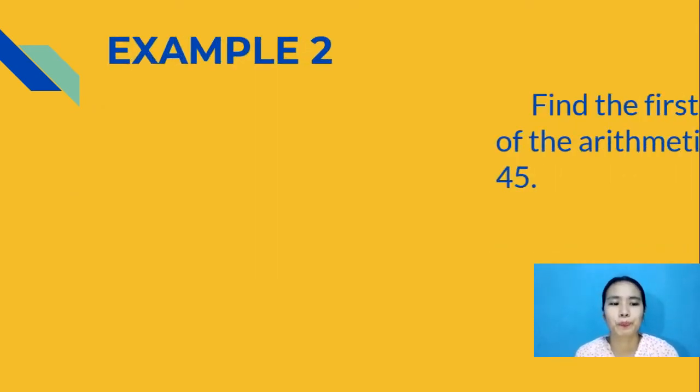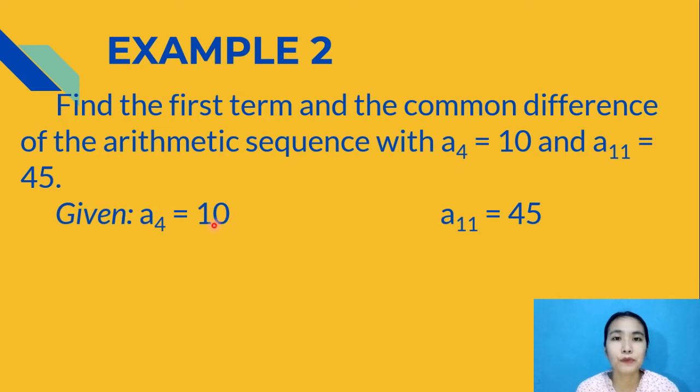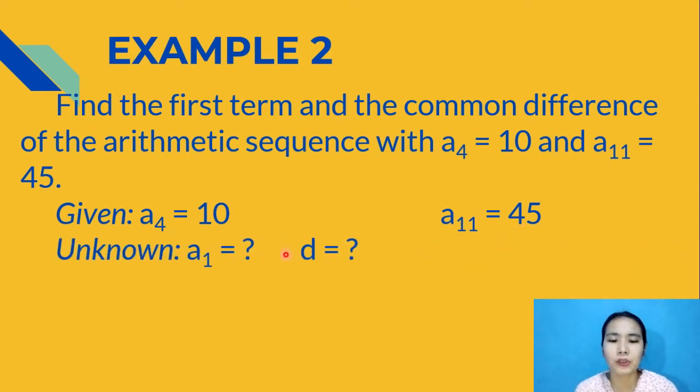Example number 2. Let us find the first term and the common difference of the given arithmetic sequence with a sub 4 equals 10 and a sub 11 equals 45. The given here are a sub 4 and a sub 11, which are equal to 10 and 45 respectively. What we need to find are the first term, or a sub 1, and the common difference, or d.